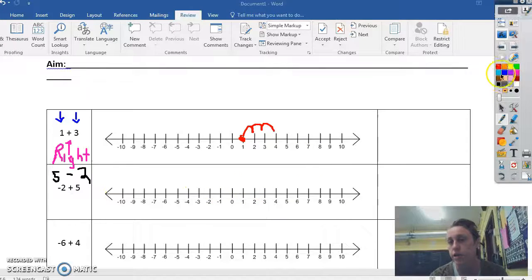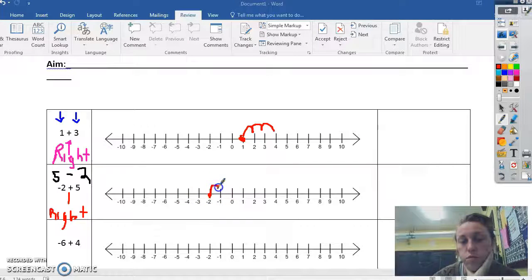So I'm going to go ahead and get my red pen. I'm going to start at negative 2. This is going to tell me to go right once again. I think you guys will get the image that I'm spelling right. And I'm going to go 5 units. 1, 2, 3, 4, 5. And we end up at 3. And this is 4, correct?